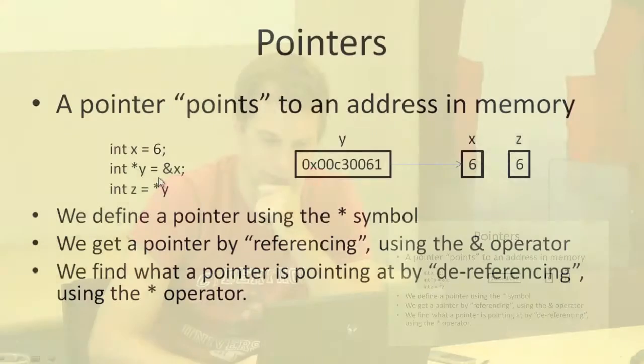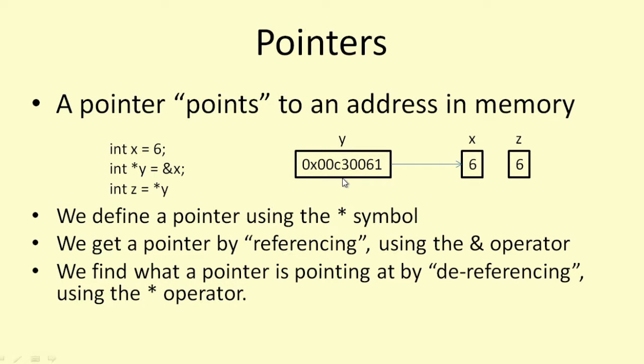So a pointer points to an address in memory. Pretty straightforward. So here we have int x equals 6. So we basically get a piece of memory and we put the number 6 in there and we say, okay, x is that. Now here we use the referencing operator, this ampersand, which basically says, allocate a piece of memory and point that to wherever x is, and in this case allocate it to y.